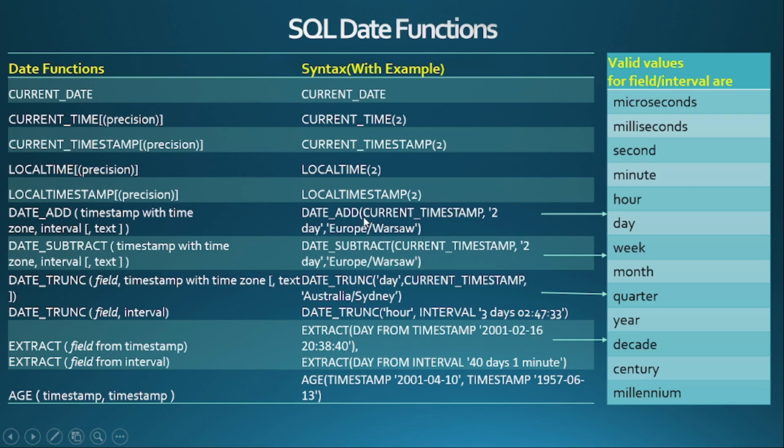For example, the date add function takes the current timestamp. The second parameter is an interval. If you want to add 2 months, it will add 2 months to this current timestamp. If you want to add 2 weeks, it will add 2 weeks to this current timestamp. Similarly, if you take extract, we are extracting the day from this timestamp. Here day is a field, so it is valid for fields or intervals. Any of these values we can pass to the function as a parameter.